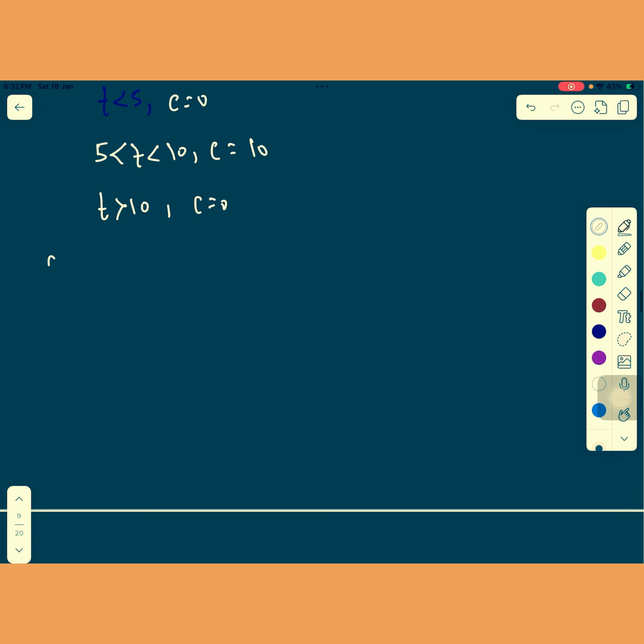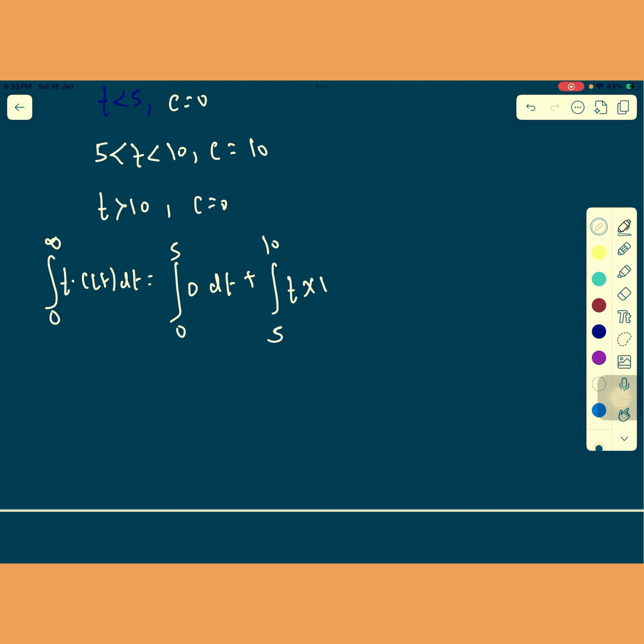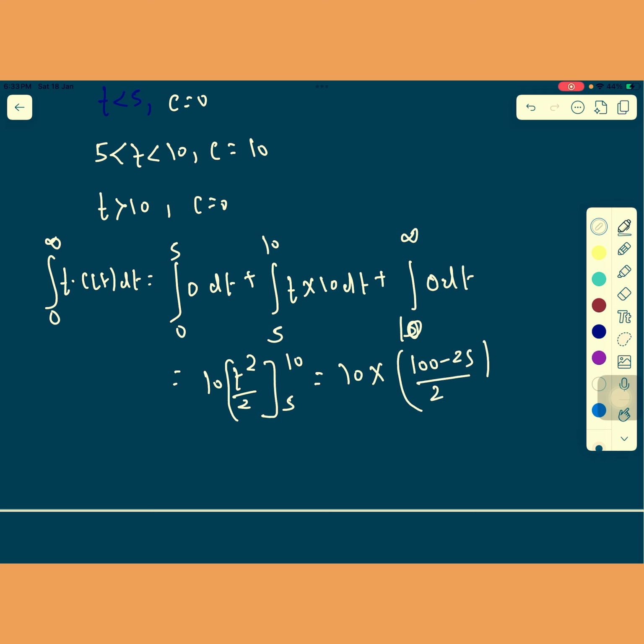If I want to calculate the integral from 0 to infinity of t times C(t) dt, I can write the integral from 0 to 5 of t times 0 dt, plus the integral from 5 to 10 of t multiplied with 10 dt, plus the integral from 10 to infinity of 0 dt, right? Ultimately only 10 t square divided by 2 remains, from 5 to 10. That is equal to 10 multiplied with (100 minus 25) divided by 2, which is 10 multiplied with 75 divided by 2, that is 37.5 multiplied with 10, which equals 375.